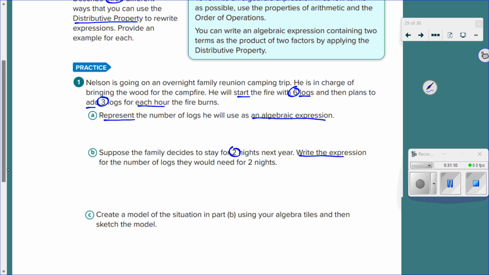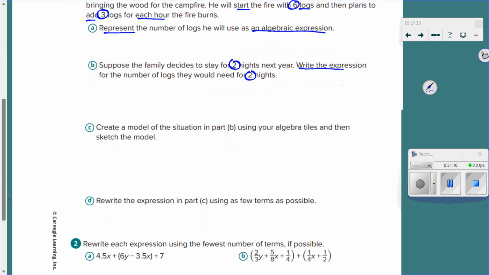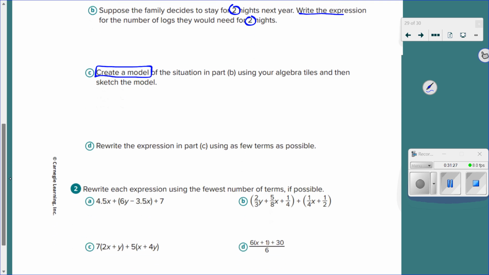Guys, you should not be talking right now. Create a model. You're not going to have algebra tiles at home, so you just have to use a model based on what we've been doing. And then rewrite part C. So you're going to model what we did for the 2 nights, and then write the expression.